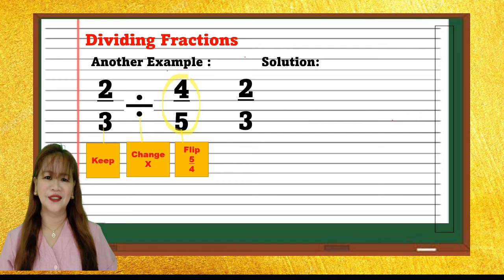And then let us have the solution now. So 2/3 times 5/4 equals 10/12. So 2 times 5 equals 10. 3 times 4 equals 12.